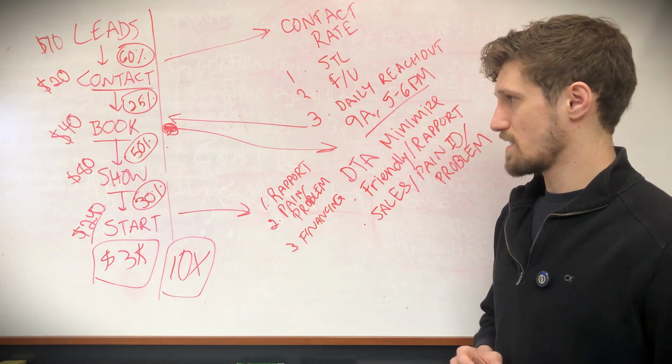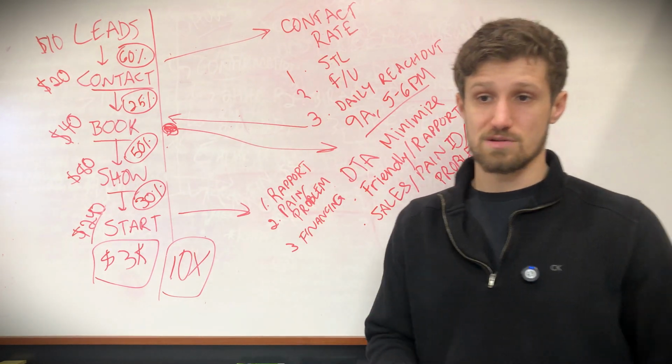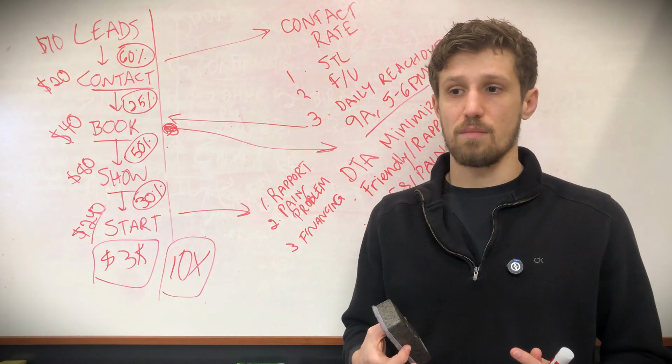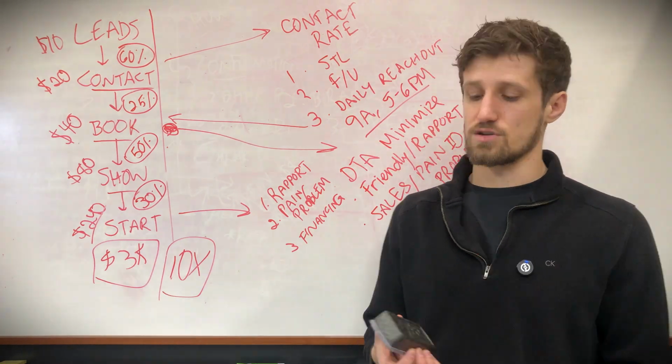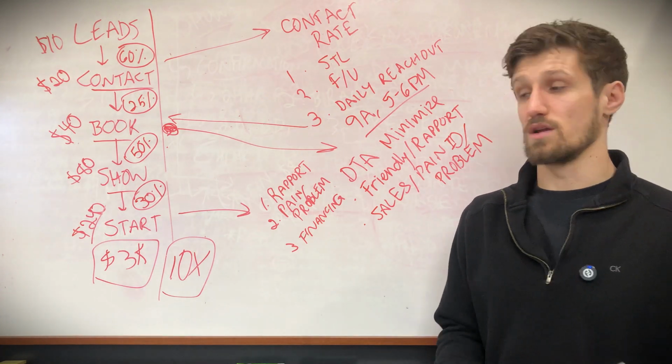So with that being said, guys, we've gone over pretty much lead management from A to Z. We're getting leads at the top, but how do we maximize the amount that we actually get in touch with and then book? And then show, and then how many of those showed appointments are we gonna get to start?